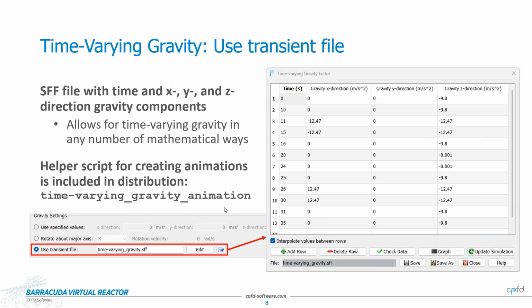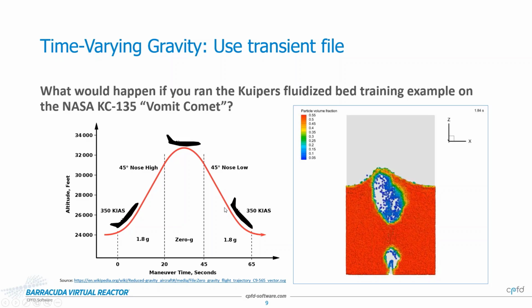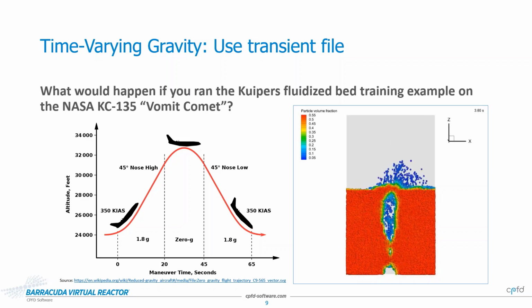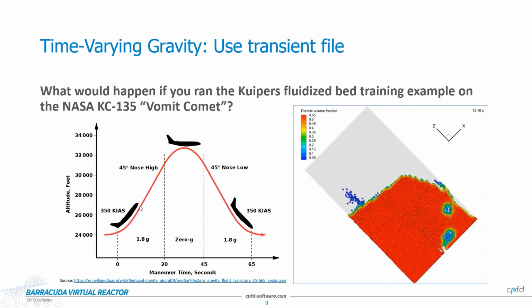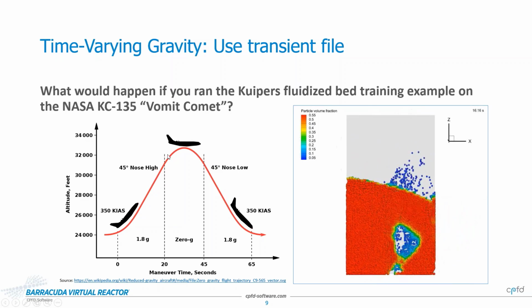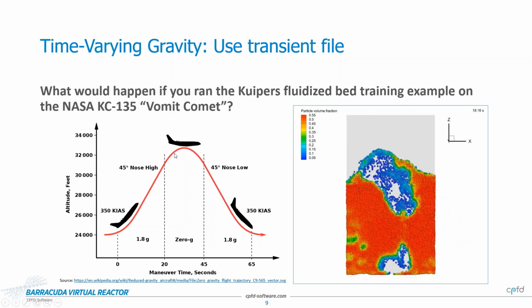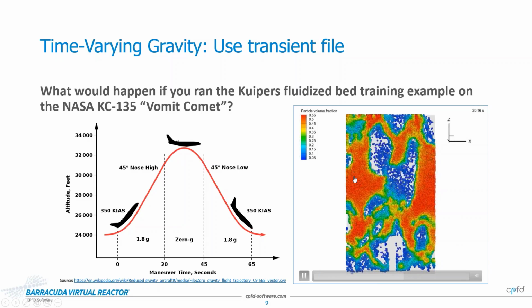The example that we have here is a fun one. What would happen if you put your Barracuda training problem on the NASA Vomit Comet? So here at about 10 seconds, we're going to start going up in our 45-degree ascent on the Vomit Comet. If you're not familiar with this, it simulates zero gravity when it gets to the top. And so we're about to hit that here.